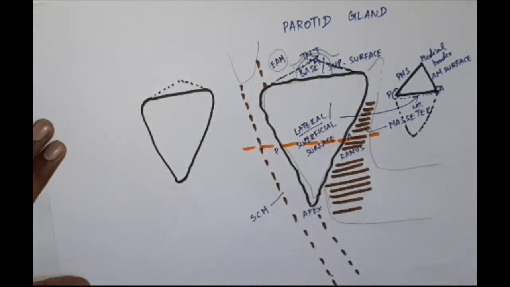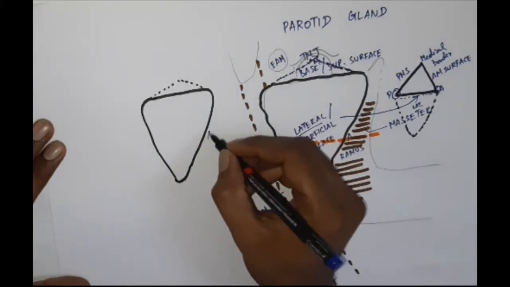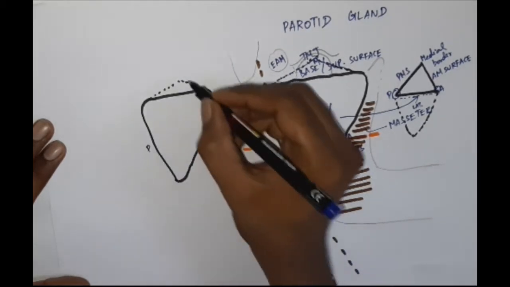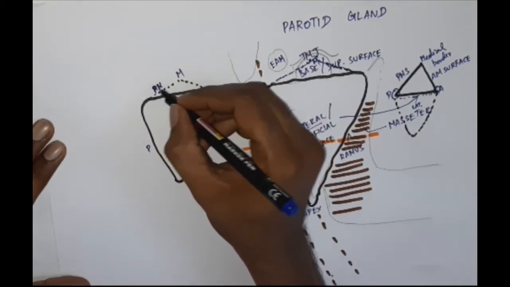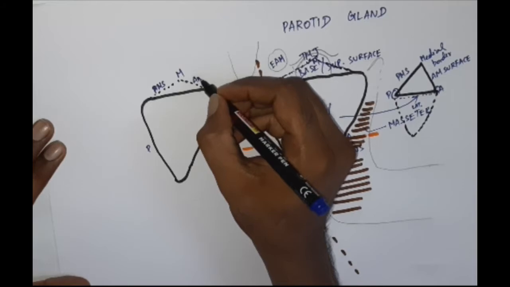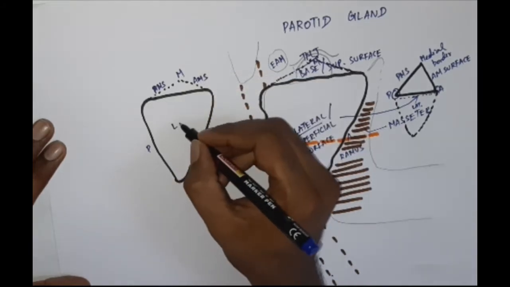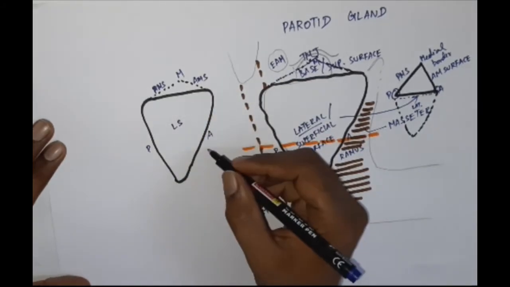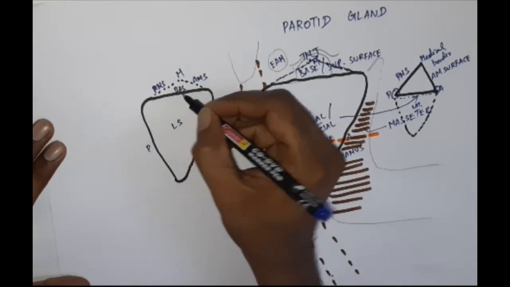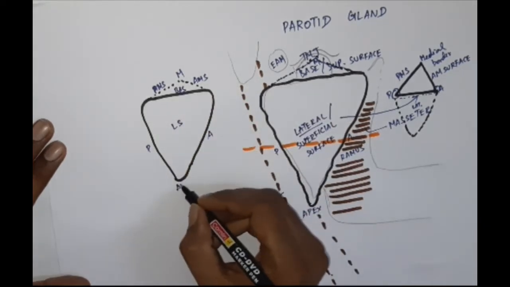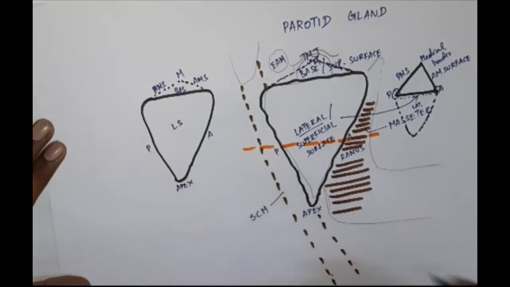It will be like this. This is what I was telling about the anterior border, the posterior border, the medial border, the posterior medial surface, the anteromedial surface. This is the lateral surface or the superficial surface. Okay, this portion is the base or the superior surface. This is the apex. Fine.